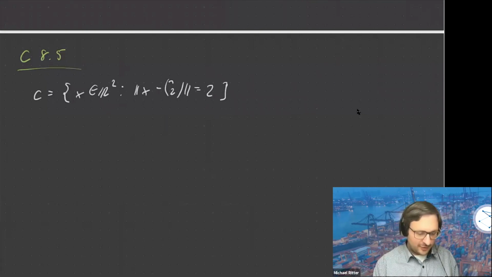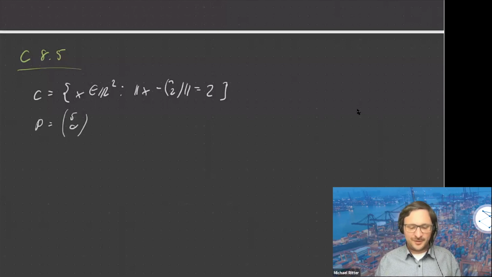And we're given a point P. P is (5, 0). And the task is to find a point on the circle that is closest to P. And of course, you should do that using the method of Lagrangian multipliers to do the computations.